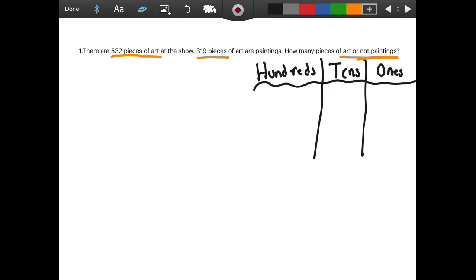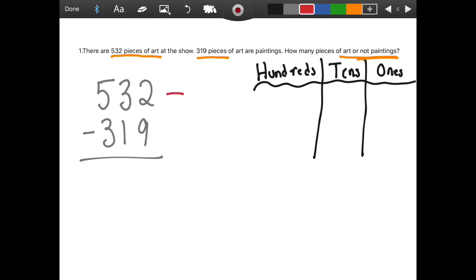So what we're going to do, second grade, is write the subtraction problem horizontally, remembering that the bigger number always goes on top. So we have 532 minus 319. We're going to take that number up here and draw it in our diagram over here. So we have 532. We have 2 ones, 3 tens, and 5 hundreds. 1, 2, 3.